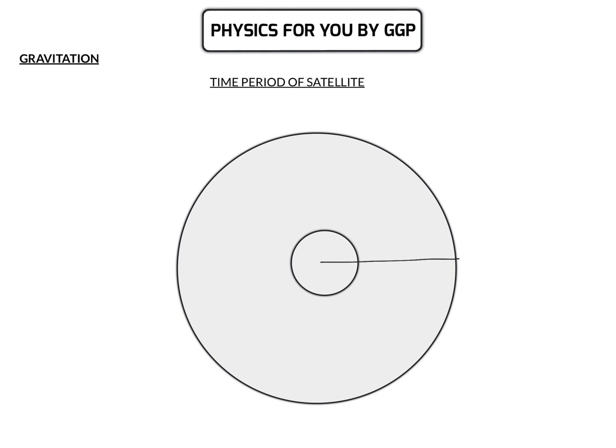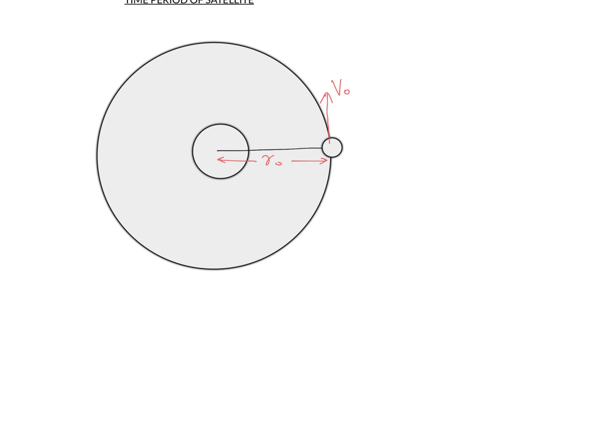The velocity with which a satellite is revolving around a planet, we consider as its orbital velocity. Let's say this satellite is moving with a velocity VO, where VO represents the orbital velocity, and RO represents the radius of the circular orbit. So we can find the value of its time period.